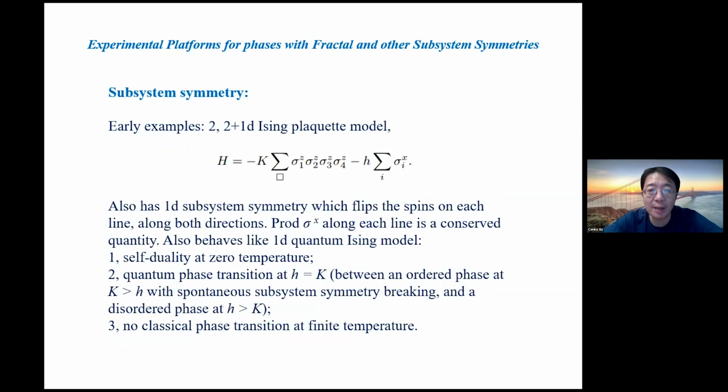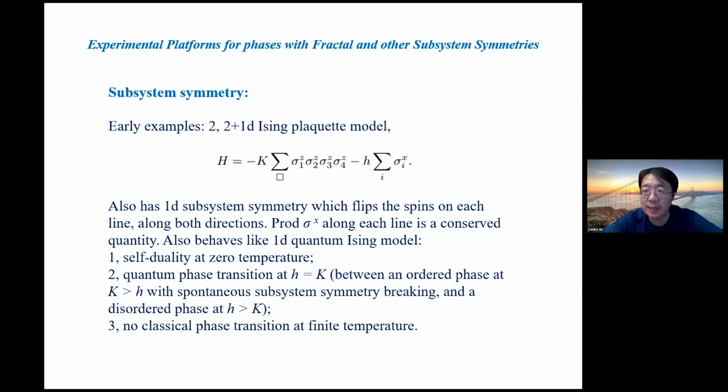Here's another example, an Ising version of the previous model, the Ising plaquette model. It's still an Ising degree of freedom defined on the sites of the square lattice. You sum over the plaquette term, and there's also a transverse field. This model also has a one-dimensional subsystem symmetry. The product of sigma x along each line and each column is conserved. They commute with the Hamiltonian.